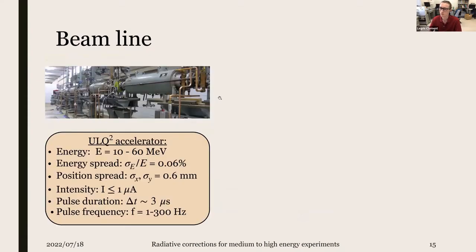One of the beamlines of the Research Center for Electron Photon Science is used by the ULQ2 experiment. It can produce a beam between 10 to 60 MeV with an energy spread of about 0.06% and a position spread of about 0.6 millimeter. And it can produce a beam intensity of about 1 microampere. It's not a continuous beam, but a pulse beam. It produces pulses with a duration of about 3 microseconds and with a frequency between 1 to 300 Hertz.